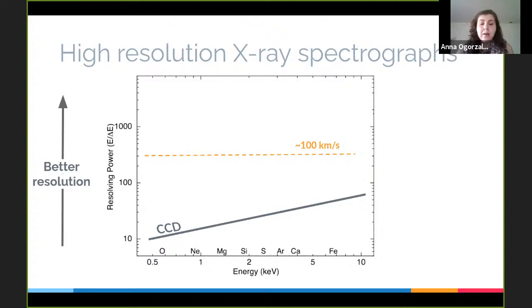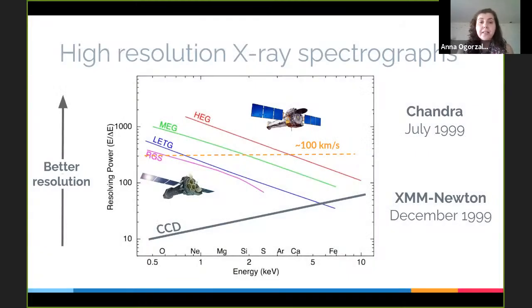Thankfully, as we all know, a little over 20 years ago, the first X-ray diffraction gratings were launched into space on board the Chandra X-ray Observatory. Chandra carries two sets of gratings: the LETG, low energy transmission grating, shown here in blue, and the HETG, high energy transmission grating, which itself consists of two gratings, the medium energy grating and the high energy grating, shown in green and red respectively. Roughly half a year later, XMM-Newton was launched, and XMM carries a set of two reflection grating spectrometers. However, these do not reach the same resolving powers as HETG, as you can see.